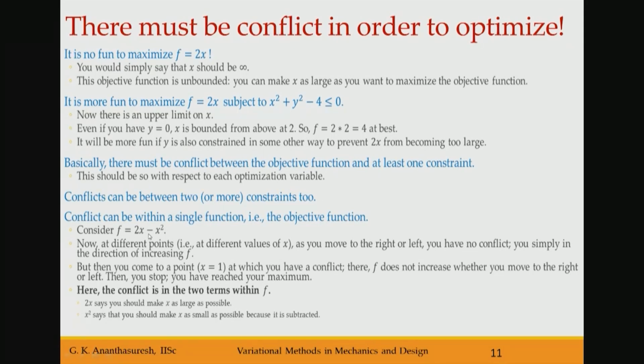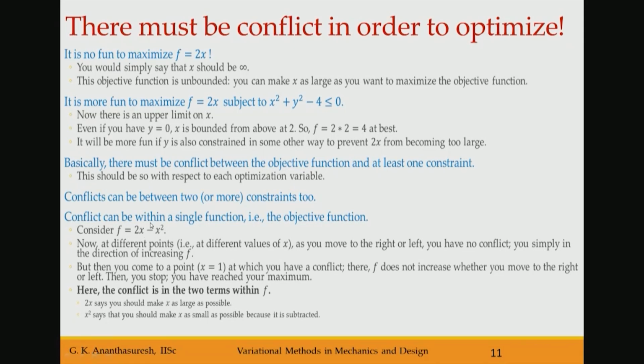So, f equal to 2x minus x square, if I take, I want to, let us say, maximize this. As I increase x, 2x increases, I can make it very large, but as I increase x, this x square is also going to increase, and that is being subtracted. So, f is going to go down.